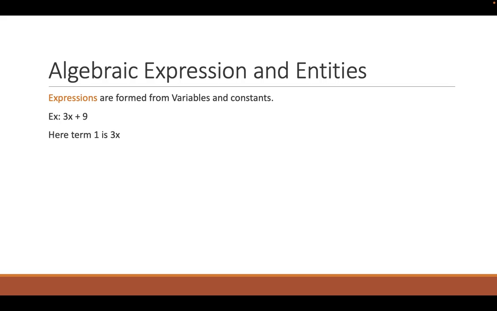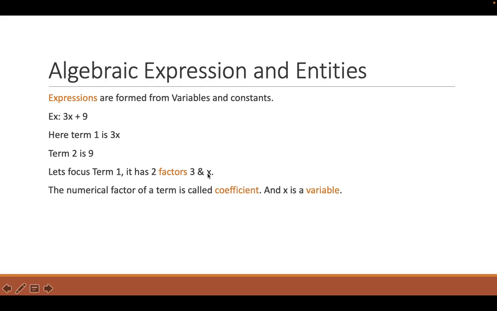So this is an example of an expression. Here it's saying there are two terms, 3x plus 9. Term 1 is 3x. Term 2 is 9. Term 1 has two factors. One is 3, one is x. The numerical factor is called a coefficient. So 3 is called the coefficient and x is a variable. The next term is just 9, a numerical value, so it's just a constant.